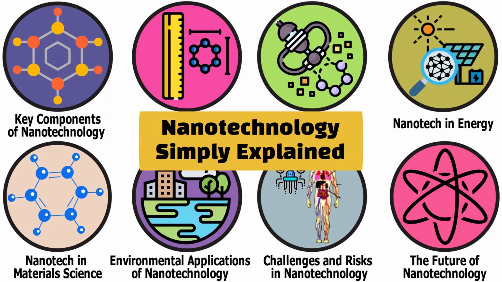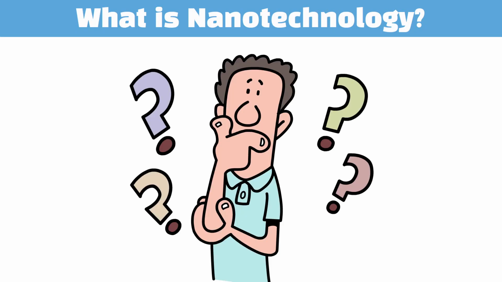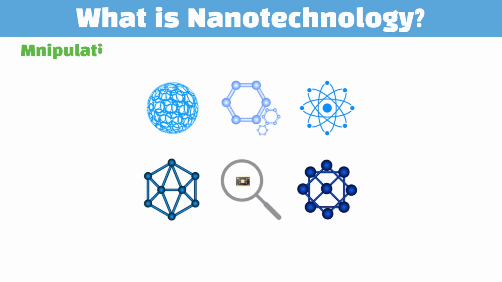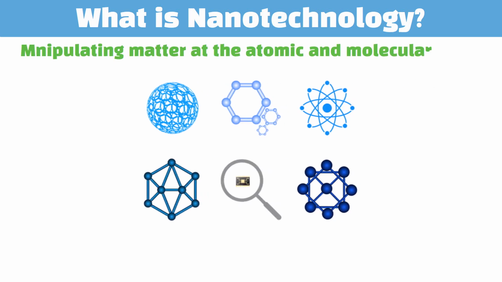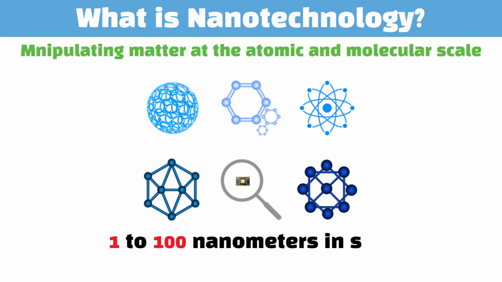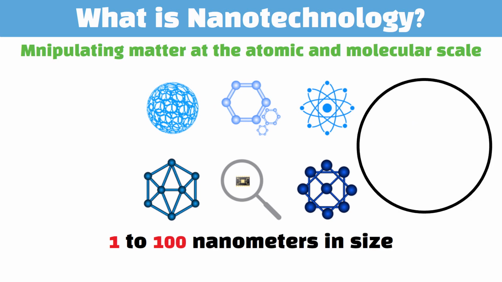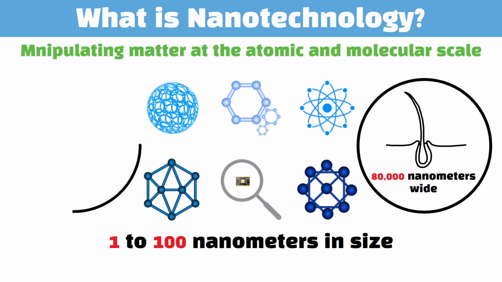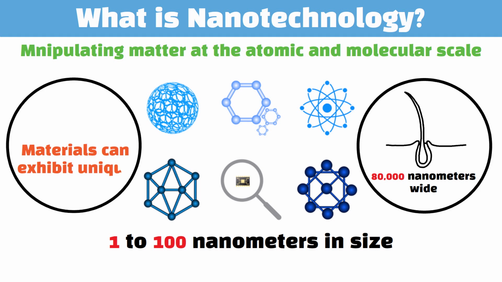Nanotechnology, simply explained. What is nanotechnology? Nanotechnology is the science of manipulating matter at the atomic and molecular scale, dealing with structures between 1 to 100 nanometers in size. To put this in perspective, a human hair is about 80,000 nanometers wide. At this tiny scale, materials can exhibit unique properties, opening up a world of possibilities.